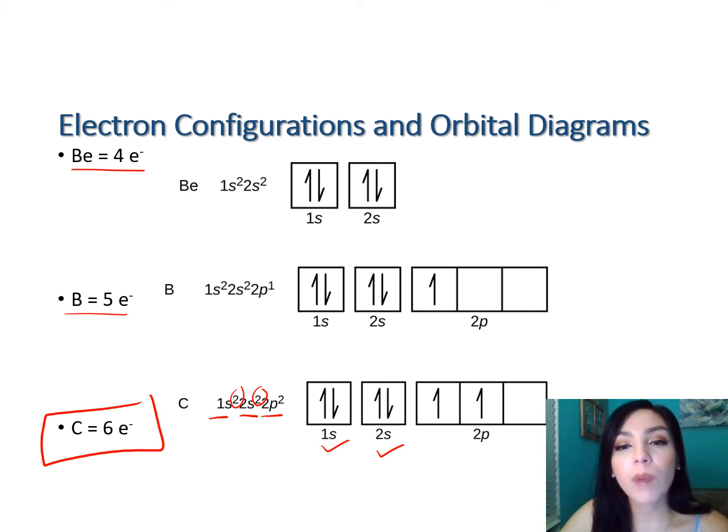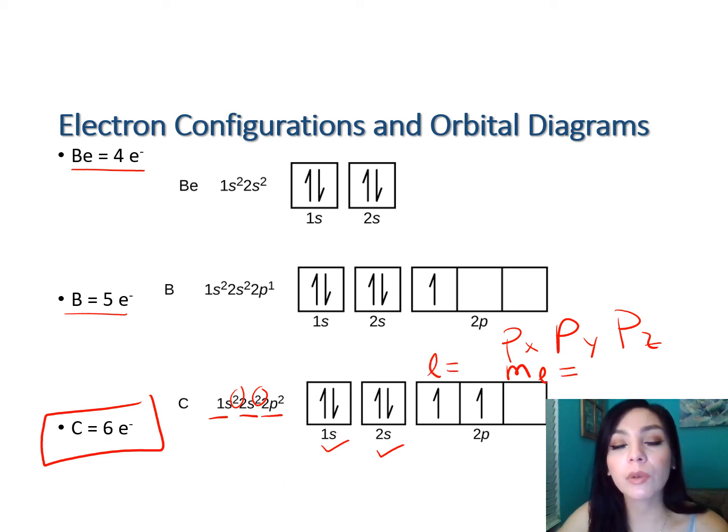So why does this 2p orbital have 3 little rooms instead of just 1? Because remember, there's 3 different types of p orbitals. There's px, there's py, and then there's pz. And remember that this also corresponds to the ml value for L equals 1. And remember the range for ml is -1, 0, and +1. So that's why there's 3 orbitals for 2p.